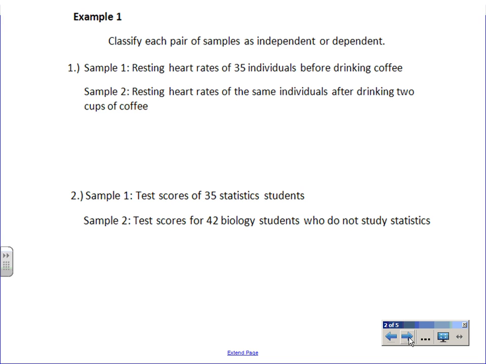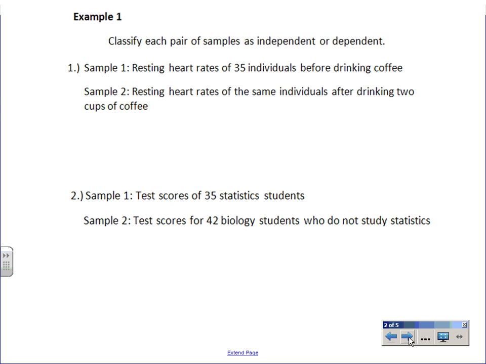Number two says sample one, the test scores of 35 statistics students, and sample two, test scores for 42 biology students who do not study statistics. Is there a way that could possibly be changed, or what are some of the key terms there that help us actually make it that way? Yeah, who also studies statistics, there you go, that could be it.